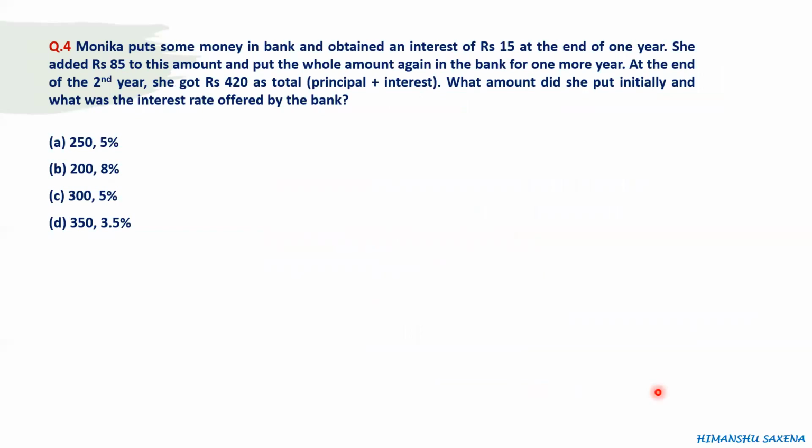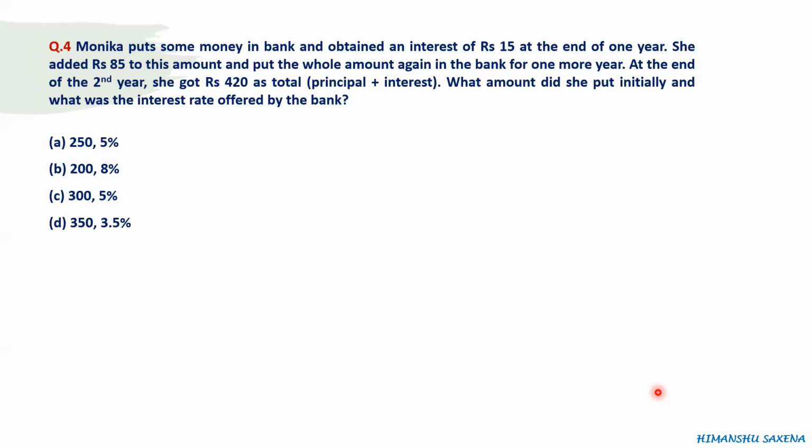Monica put some money in the bank and obtained an interest of rupees 15 at the end of 1 year. She added rupees 85 to this amount and put the whole amount again in the bank for 1 more year. At the end of the 2nd year, she got rupees 420 as total, which is principal plus interest. What amount did she put initially and what was the interest rate offered by the bank?